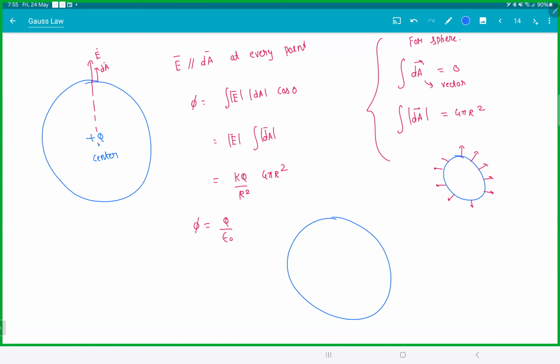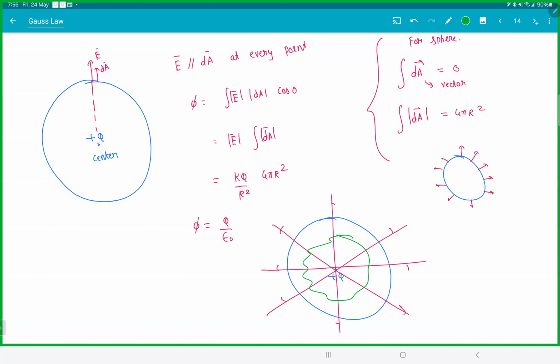if you have a charge q at the center, the flux passing through this is q by epsilon. That means if I go and bring a random surface like this, an amoeba, the flux passing through that amoeba is equal to flux passing through the sphere, since the number of lines are same. That means it doesn't matter where you keep the charge, as long as the charge is inside, the flux is always q by epsilon. Isn't it? So this is some random closed surface. It should be closed.